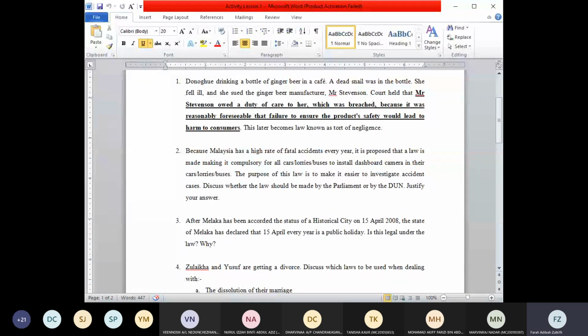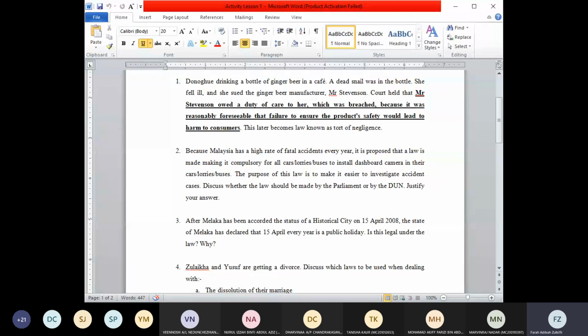So that is correct. The question is whether the law should be made by the parliament or by the Dewan Undangan Negeri. In this case, yes, the law should be made by the parliament. If you read the question carefully, they want to make a law which makes it compulsory for all cars, lorries and buses to install dashboard cameras. When something is compulsory, diwajibkan, if you do not do it, it is a crime. It is an offense.